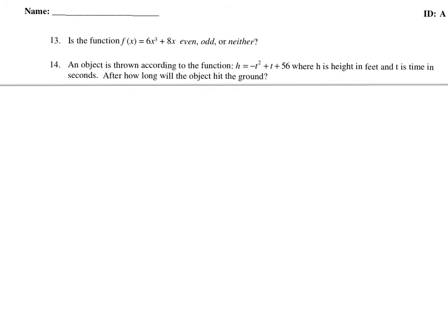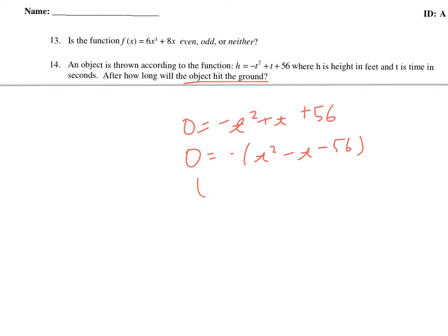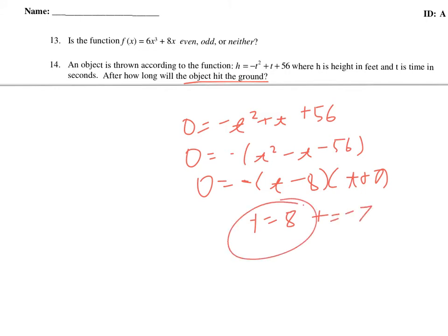All right, next up, number 13 you can do. It's like number 12, but number 14, they give an equation there and ask how long until it hits the ground. So the ground is a height of 0. So I would set it equal to 0. Then I would try to factor. I would actually GCF a negative before I started. And then this is a pretty easy factor actually, as t minus 8, t plus 7. And so t equals positive 8 and t equals negative 7. But since t is time, I would just take the positive answer.